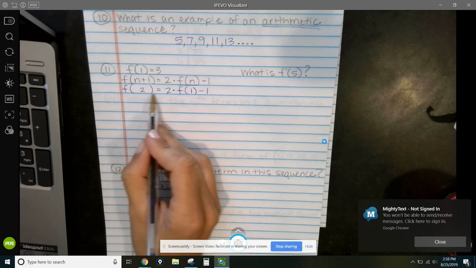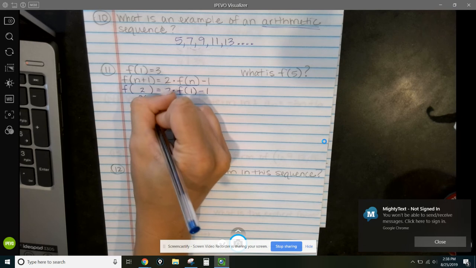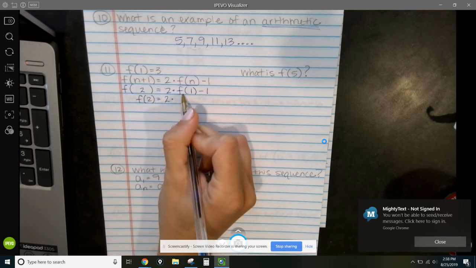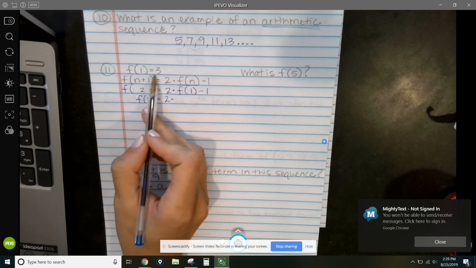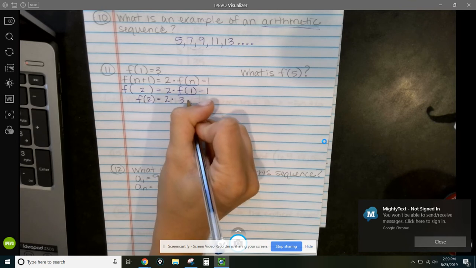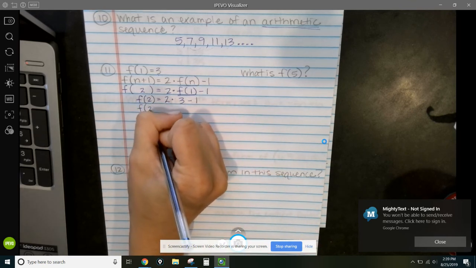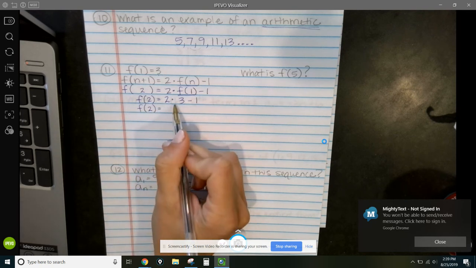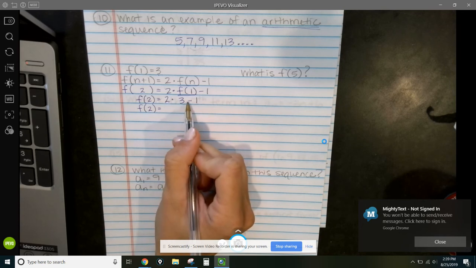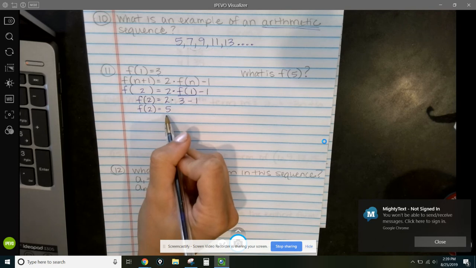So now what this is going to end up telling us is what f of 2 equals, which will be useful for us. So it's going to be 2 times f of 1. Well, they told us up here that f of 1 equals 3. So I'm going to replace f of 1 with 3 and leave everything else the same. So I'm figuring out what f of 2 equals. Remember your order of operations, I need to multiply before I subtract. So 2 times 3 is 6. 6 minus 1 is 5. So I now know that f of 2 equals 5.